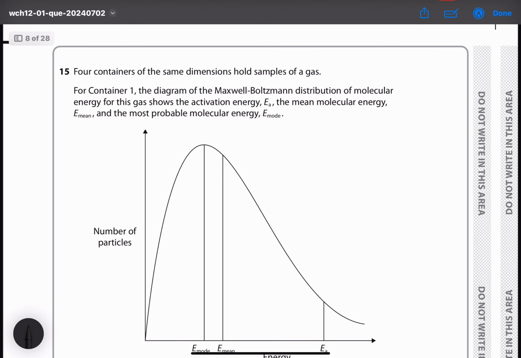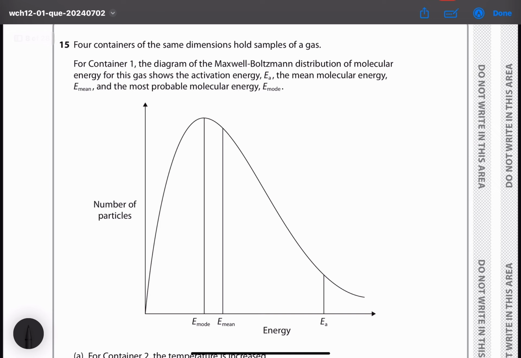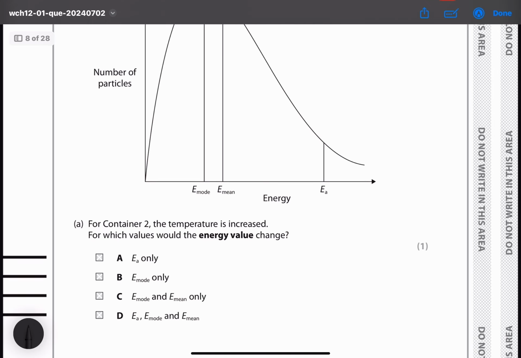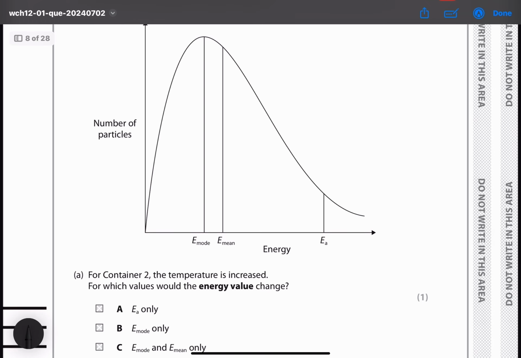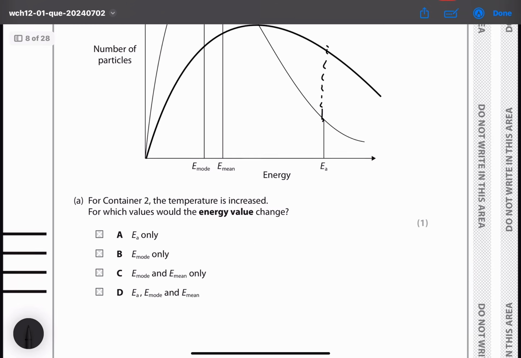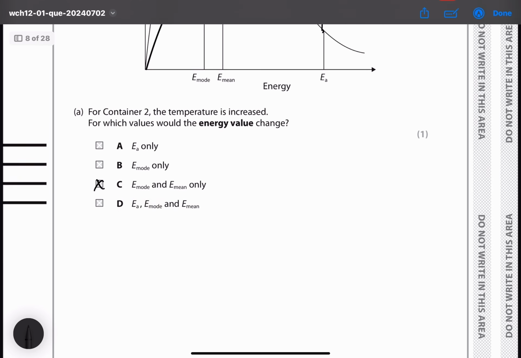Question number 14, 4 containers of the same dimensions holds samples of a gas. Okay, Maxwell-Boltzmann diagram is given. For container 2, the temperature is increased. For which values would the energy value change? Okay, for the energy value, first of all, if you increase the temperature, the graph kind of shifts and looks like this. So you can clearly see that your EA is not going to change. It will still remain the same. But E mode and E mean are going to change because the graph shifts to the right side, right? So E mode and E mean only, which is C.